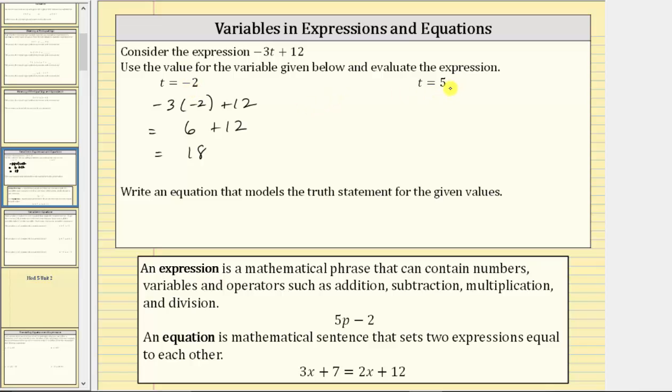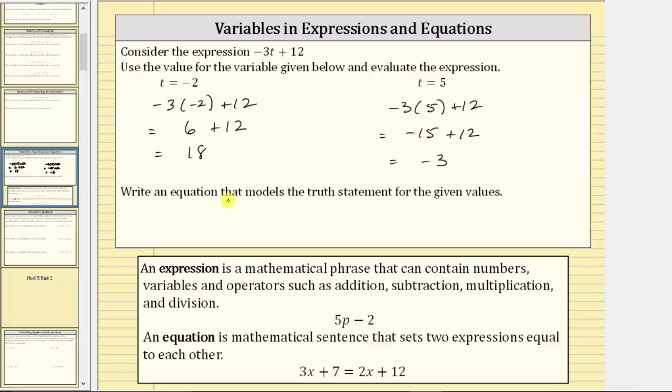Next we're given t equals 5, so again we substitute 5 for t in the expression, which gives us negative 3 times 5 plus 12. And again we now simplify the expression. Negative 3 times 5 is equal to negative 15. Negative 15 plus 12 is equal to negative 3. The expression negative 3t plus 12 equals negative 3 when t equals 5.